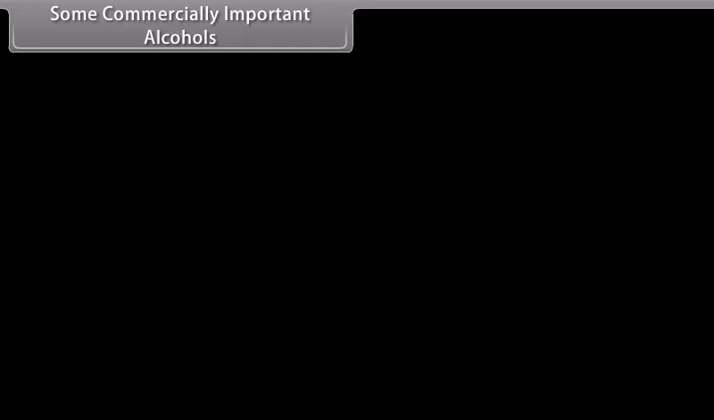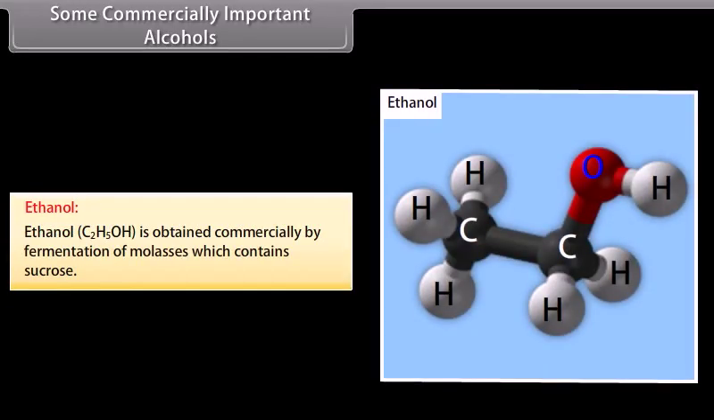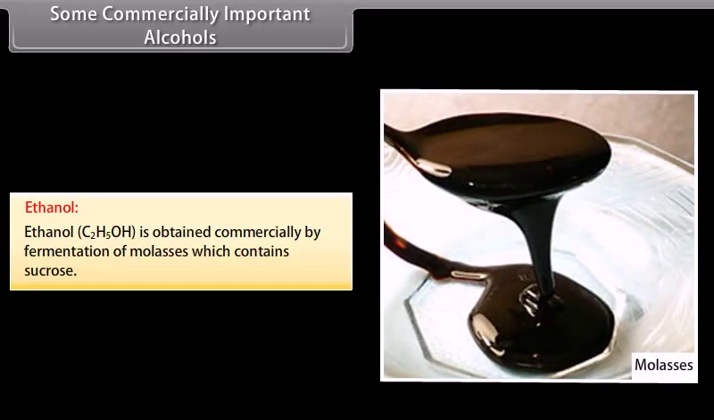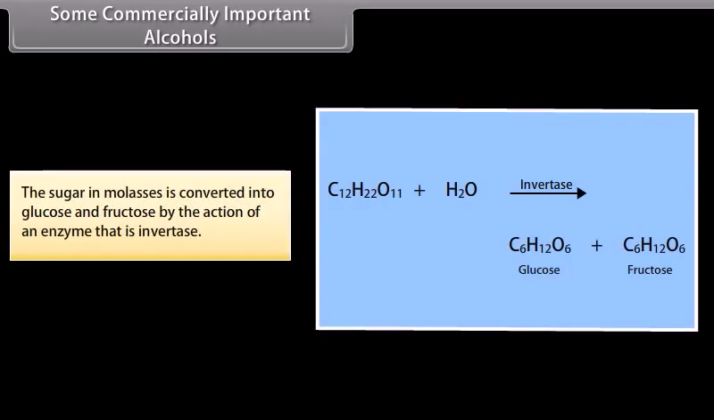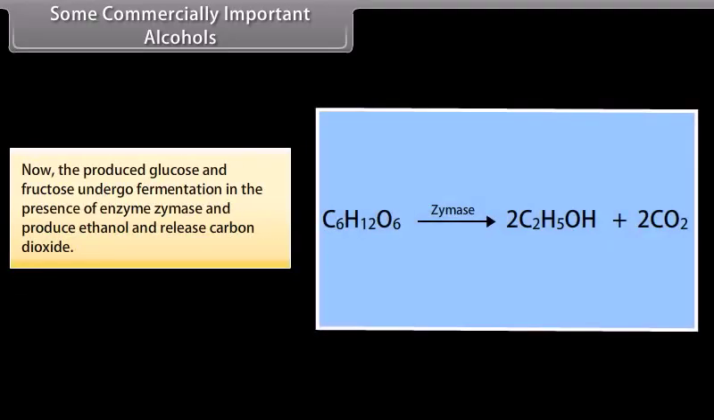Some commercially important alcohols. Ethanol. Ethanol is obtained commercially by fermentation of molasses, which contains sucrose. The sugar in molasses is converted into glucose and fructose by the action of an enzyme, invertase. Now, the produced glucose and fructose undergo fermentation in the presence of the enzyme zymase and produce ethanol and release carbon dioxide.